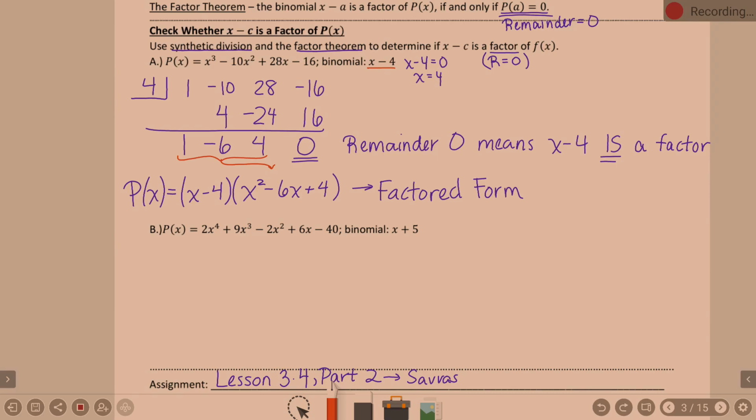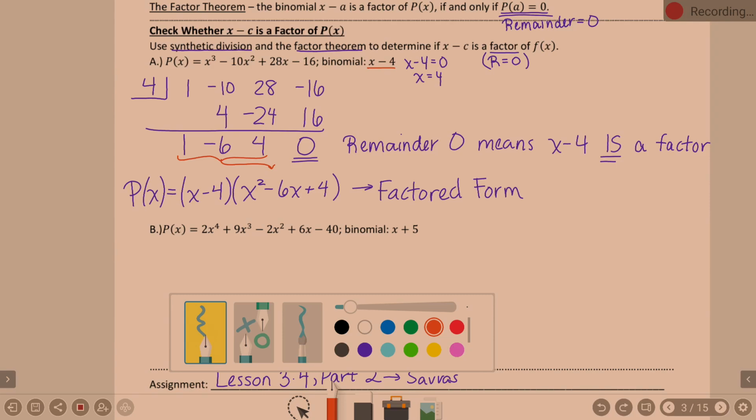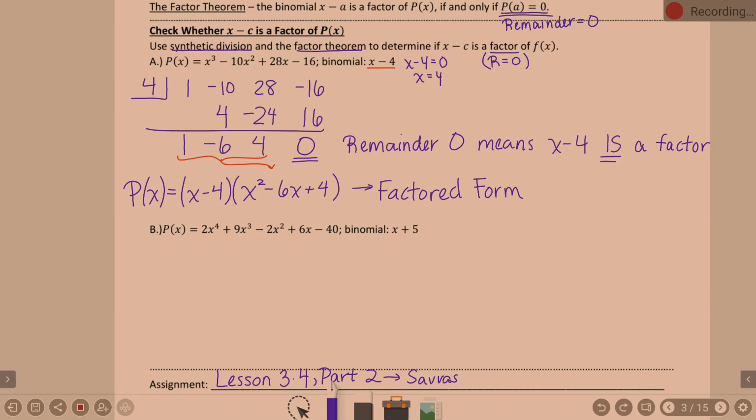Okay, one more. B. They give us p of x. They give us a binomial. We want to know, is it a factor? So, what goes in my box? Okay. Since this is x plus 5, you're using the opposite sign. So negative 5 in my box.